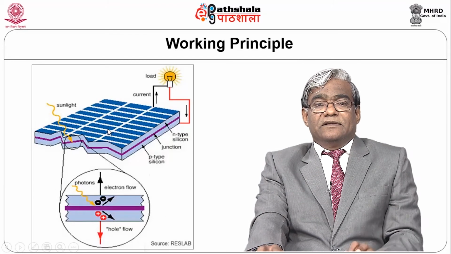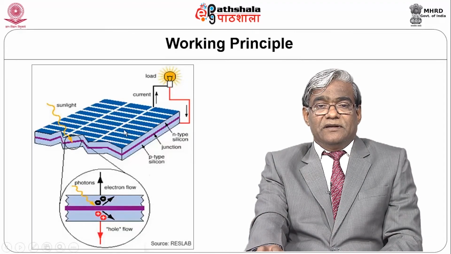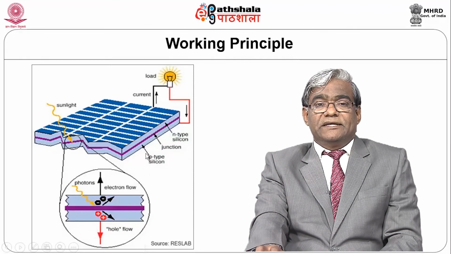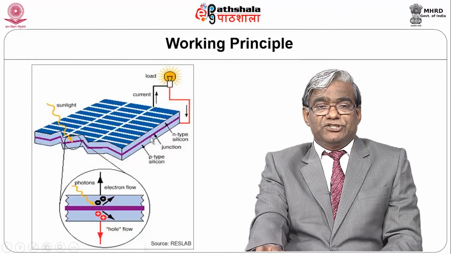And here is the working principle. This is the solar cell, and at the top the N type silicon, at the bottom P type silicon, and in between the P N junction. The junction attaches the P type silicon and N type silicon, and this is called the P N junction.